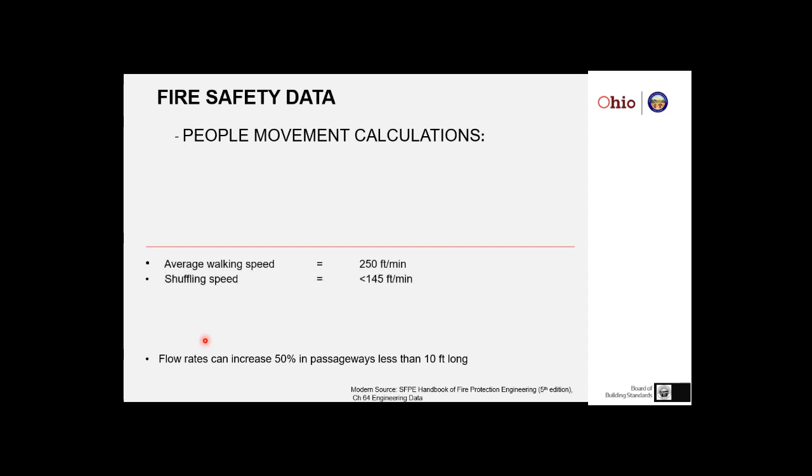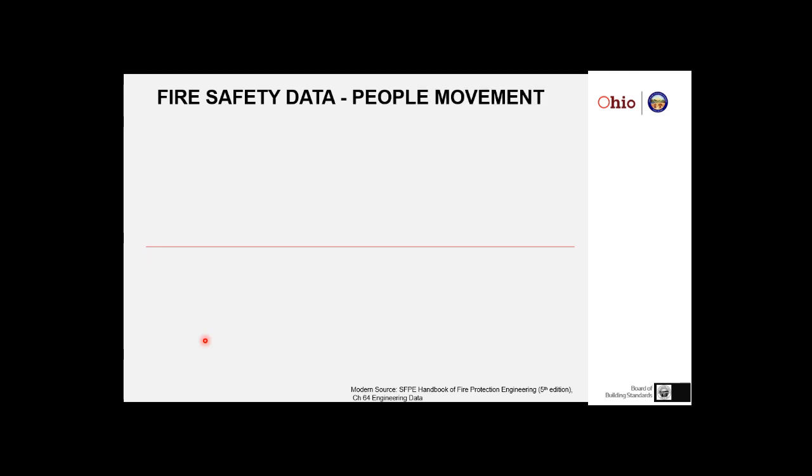So when we have people moving, we also address a travel flow variable. And this depends upon how crowded the space is and whether or not the people are trained. So we've got some data here that engineers might use in their egress models. The average walking speed, again, 250 feet per minute. Shuffling speed would be less than 145 feet per minute. Average flow rate depends on whether you're walking on a level passage or downstairs or upward travel. Walking speeds will vary.